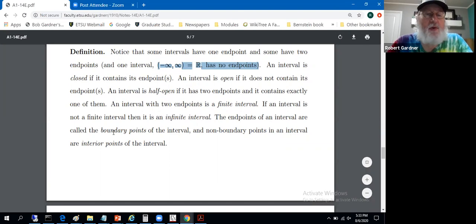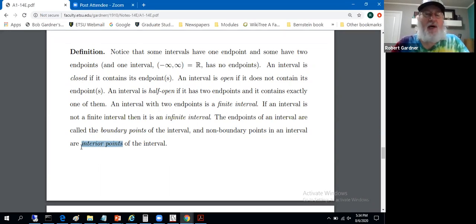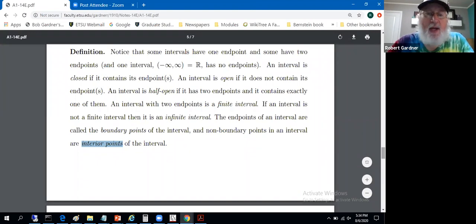The endpoints of an interval are called boundary points. We'll use that terminology a little bit. The non-boundary points of an interval are called interior points, and we'll use that terminology a little bit more. So this idea of endpoints or boundary points and interior points of an interval will play a big role when we do some things related to continuity, related to differentiability, and these are some of the ideas we'll deal with in Calculus 1. So this terminology matters.